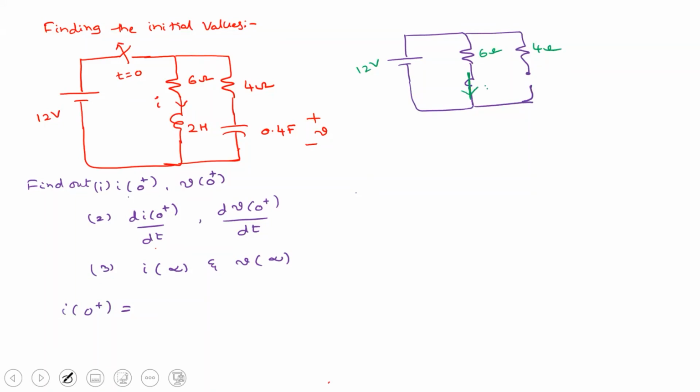So what is this current I? 2 ampere. 12 by 6, so that is equal to 2 amperes. Okay.